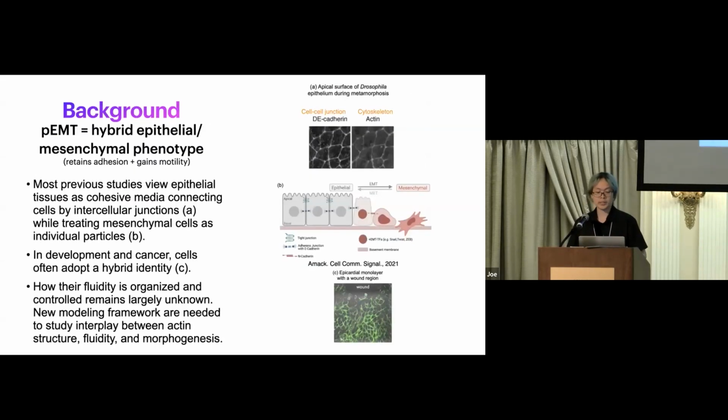Most previous studies view these epithelial tissues as cohesive media connecting cells by intercellular junctions, like cadherin and actin, while treating mesenchymal cells as individual particles. However, in development and cancer, cells often adopt a hybrid identity, which is called the partial EMT here, where cells retain some adhesion but also gain motility.